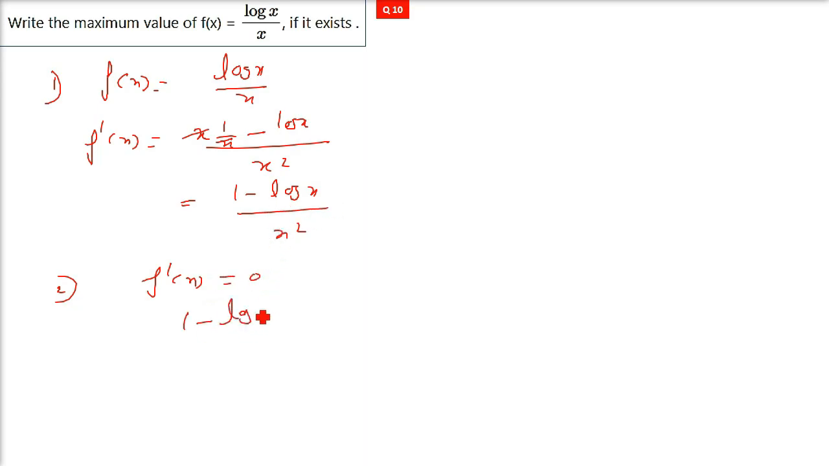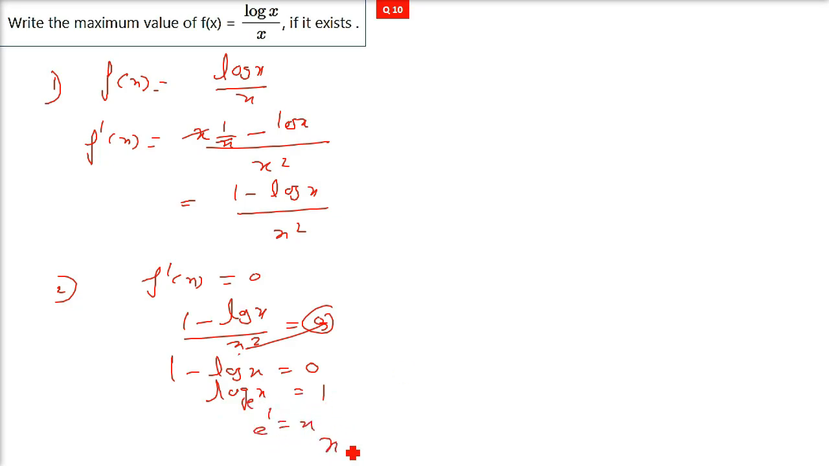Now putting it equal to 0, you already know why I'm not equating x square to 0. One logic is that x square will eventually go away if you multiply it to the right-hand side by cross multiplication. So 1 minus log x has to be 0. That is the only point we can infer from here. So log x equals 1. What does it mean? It means e raised to 1 equals x, that is x equals e. So as in the previous question also, x is equal to e. Maxima and minima will only be at this point, x equals e.